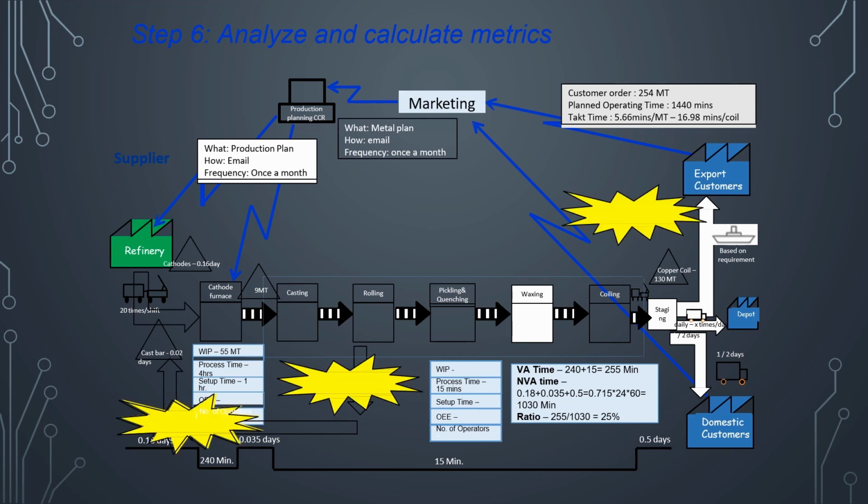Based on the analysis, implement the changes identified in the future state map, such as reducing the cast bar rejection, reduction in setup time and reduction in quality loss. And continuously monitor and improve the value stream over time. This involves engaging stakeholders, providing training and support, and establishing metrics and performance indicators to measure progress.